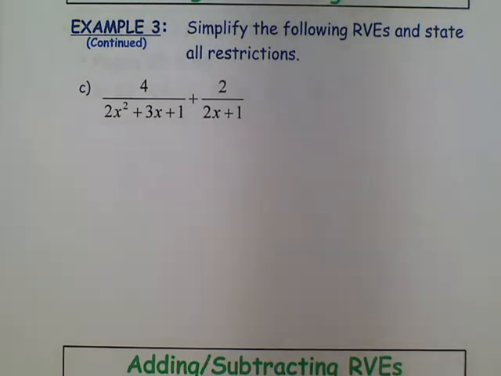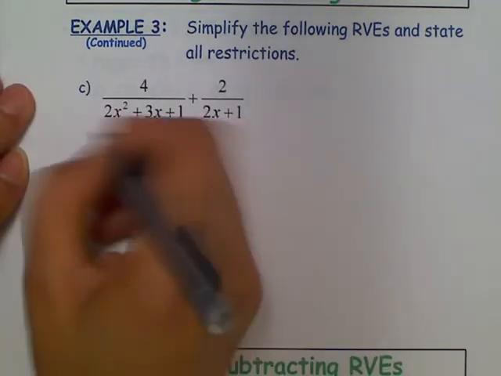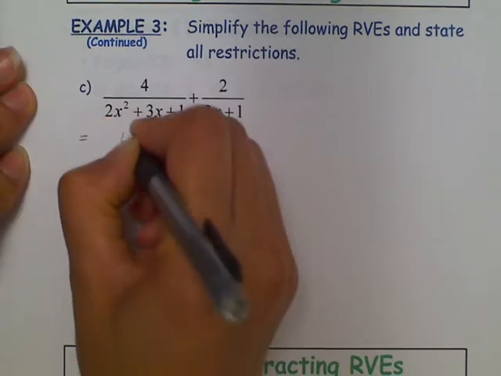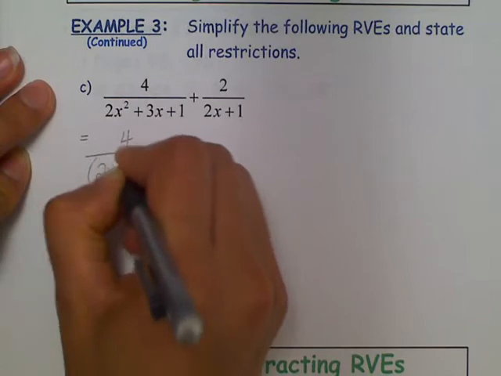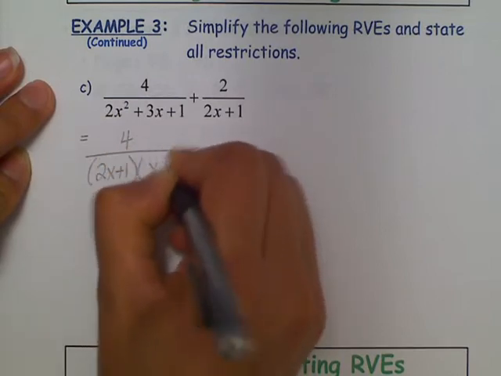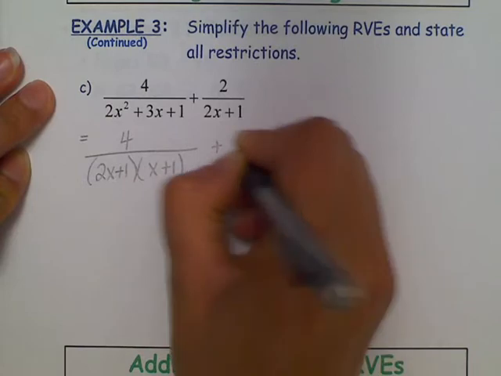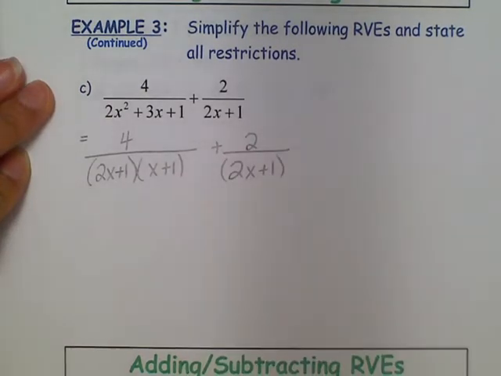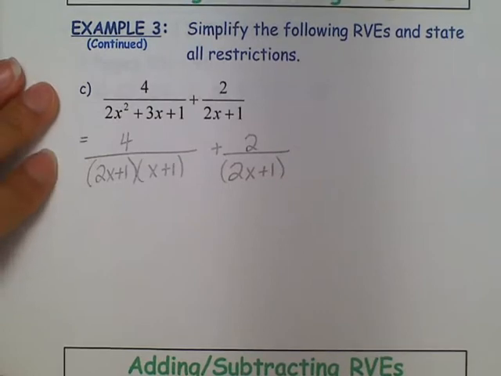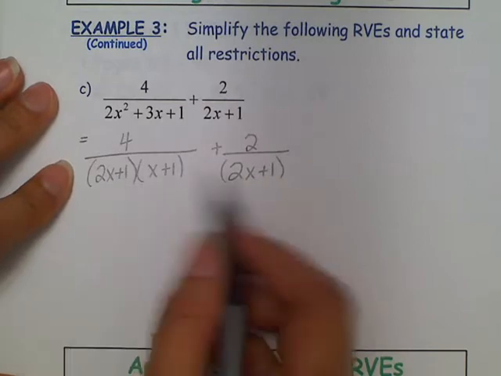Okay, for the next example, again, it's a similar idea. You need to write everything in factored form, then state all the restrictions, and then get a lowest common denominator from there, and then move on from there. And so if I factor the denominator in this case, I get 2x plus 1 multiplied with x plus 1. And then the second one's already in factored form. I'm going to put the denominator in brackets, just to show you a similarity between the first denominator and the second denominator.